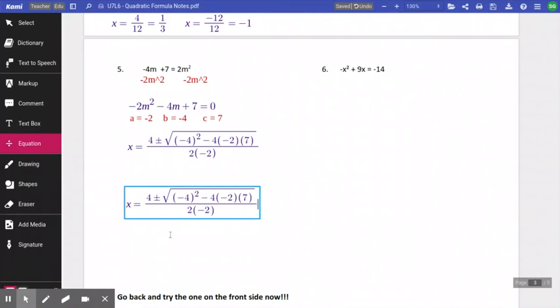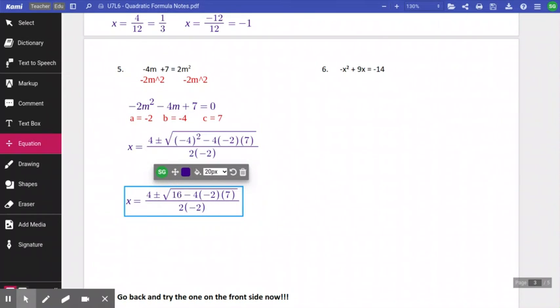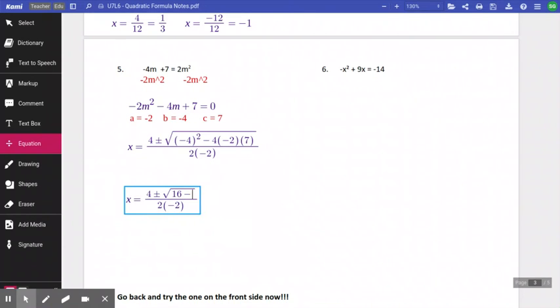Well, -4 squared, remember, is -4 times -4, which is going to give us +16. After it, we've got the -4 times -2 times 7. What's that equal? Well, -4 times -2 gives me +8, and +8 times +7 gives me +56. And then in that denominator, 2 times -2 gives me -4. I'm almost done figuring out that square root.